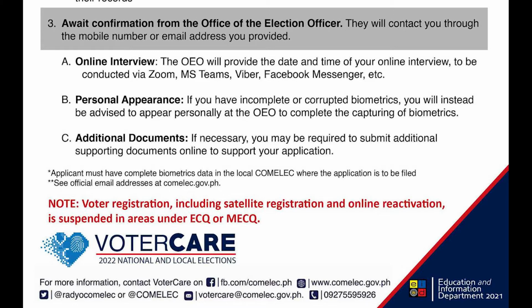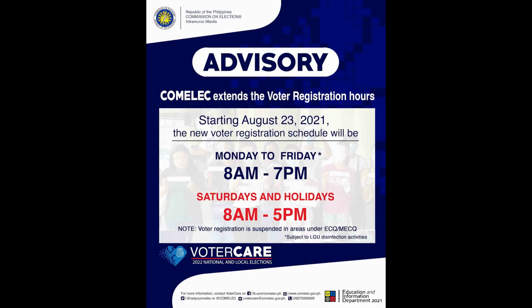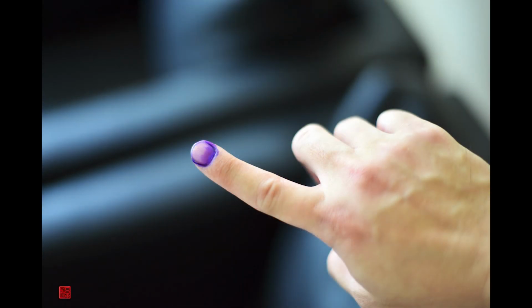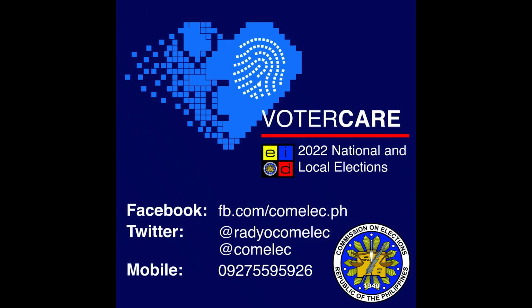The Office of Election Officer may require you to submit additional supporting documents online to support your application. Take note that offices in areas under GCQ and MGCQ are open to accept applicants for voter registration Monday to Friday, 8 o'clock a.m. till 7 p.m. and Saturdays from 8 a.m. till 5 p.m. Para makaboto, you need to be registered. So inquire at the Comelec if you have other questions that need to be answered.